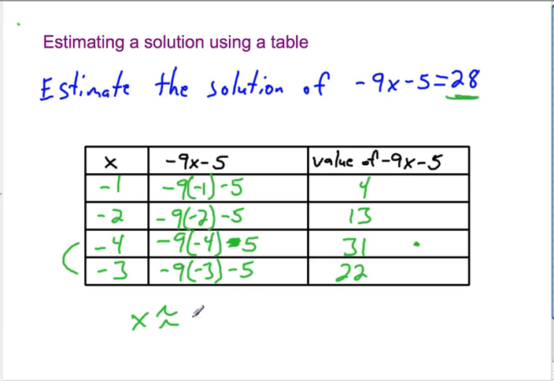x is about negative 4. If we wanted to get even closer, we could say maybe even negative 3.7 or something like that.